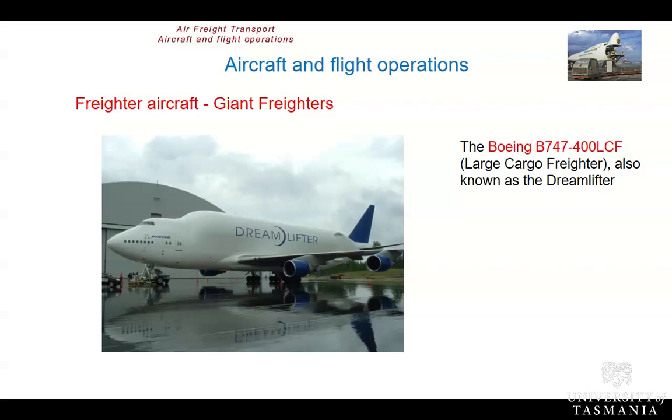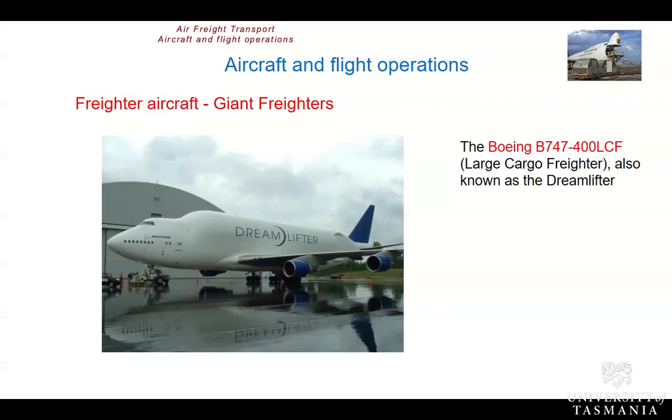Now, freighter aircraft, we haven't spoken about a great deal. We haven't touched on the giant freighters. And there's three main companies that operate the giant freighters. Obviously, they serve a purpose because that heavy, oddly shaped, very heavy cargo can be carried by these particular giant freighters.